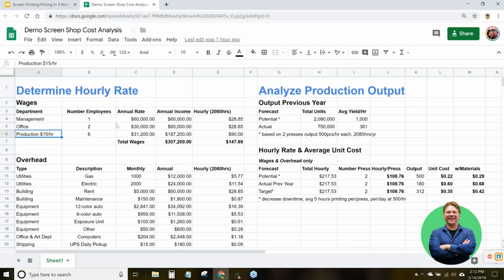This is a pretty simplified version. This is assuming that everybody in the office makes the same wages and so forth, and everybody in production makes the same $15 per hour. You probably have varying rates depending on what they're doing, if they're an operator or a folder and so forth. Bottom line is I look at things annually.